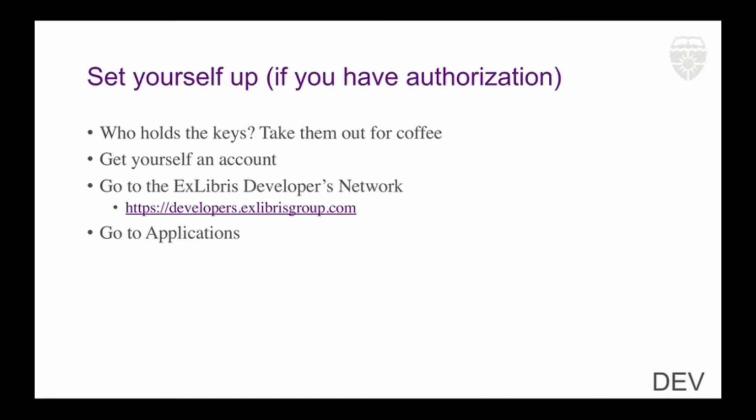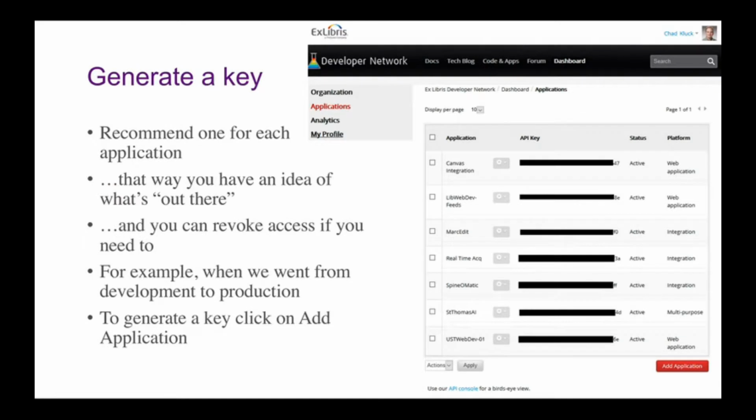Then you can go to Ex Libris Developers Network. And then we can go into the applications area and start creating a key, start playing around with the APIs. So if you need the link later on, of course, it's on the Ex Libris website, but it's dev. So generating a key. Once you have an account, you'll need to generate a key.